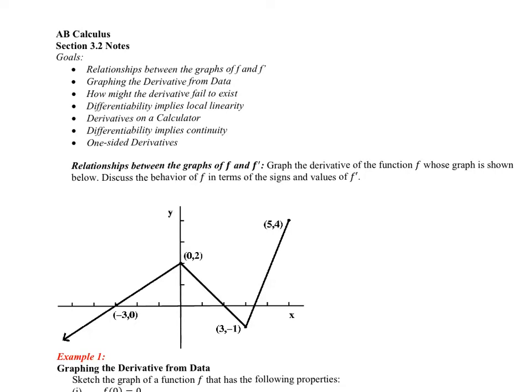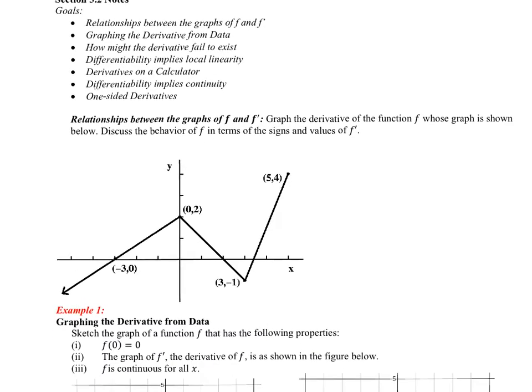AB Calc, section 3.2. Goals of this lesson are as follows: relationships between the graphs of f and f prime, graphing the derivative from some data, how might the derivative fail to exist, differentiability implies local linearity, derivatives on a calculator, differentiability implies continuity, and some one-sided derivatives. Lots of stuff, but we're going to actually pack that into 4 slides.